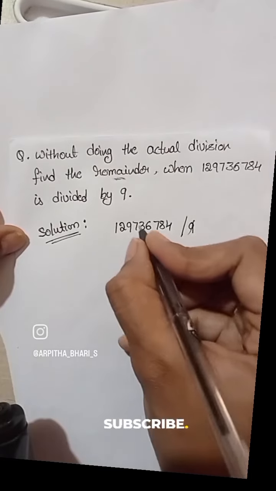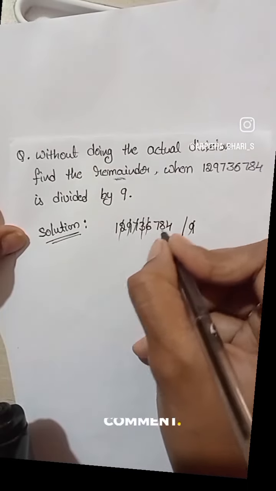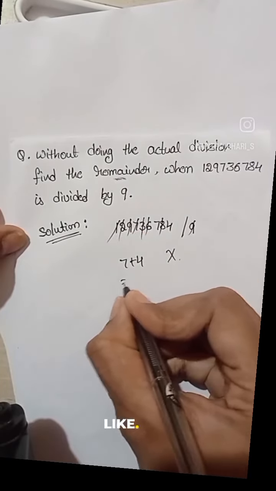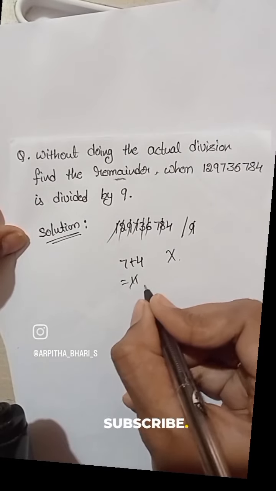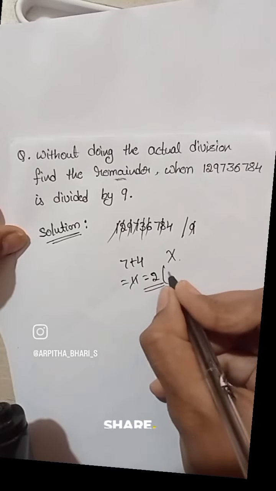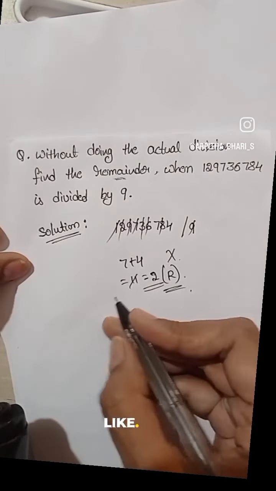Now we'll see how it is divided. Wherever we get a 9, like 9, 7 plus 2 is 9, 3 plus 6 is 9, 8 plus 1 is 9, like that we cancel them first. Okay, and we remain with 7 plus 4. If we add this 7 plus 4, we will get 11. In that also, 9 is there.